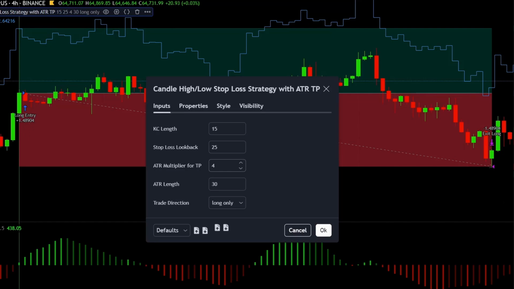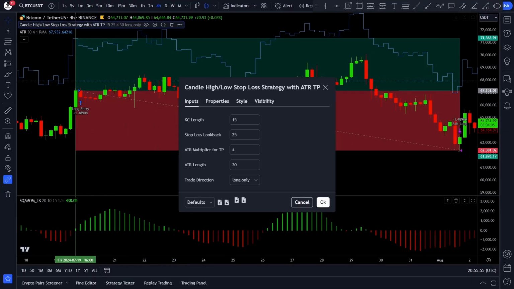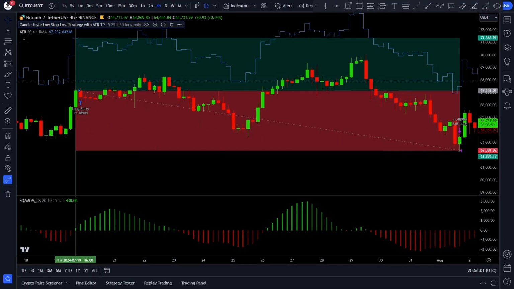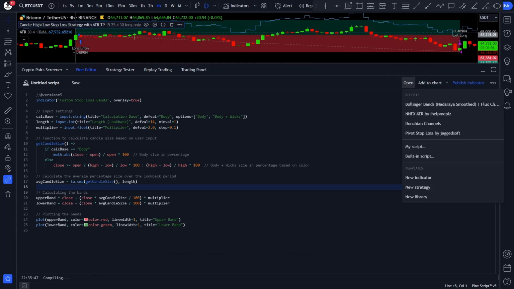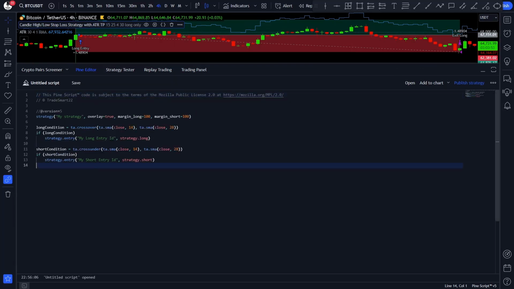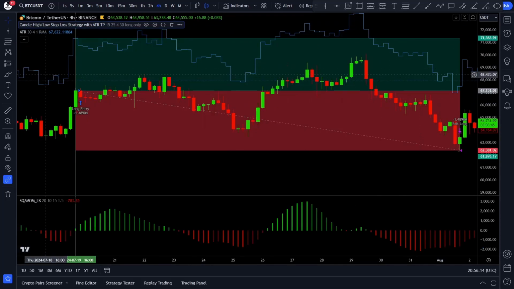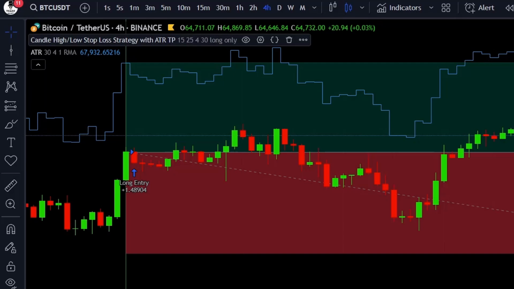Once you're there, just copy the source code, then go back to TradingView, open up Pine Editor right here at the bottom, then click on Open, then New Strategy, highlight everything here, and paste the code right there. Finally, click on the Add to Chart button. If you've done everything correctly, you should see the strategy script right here.